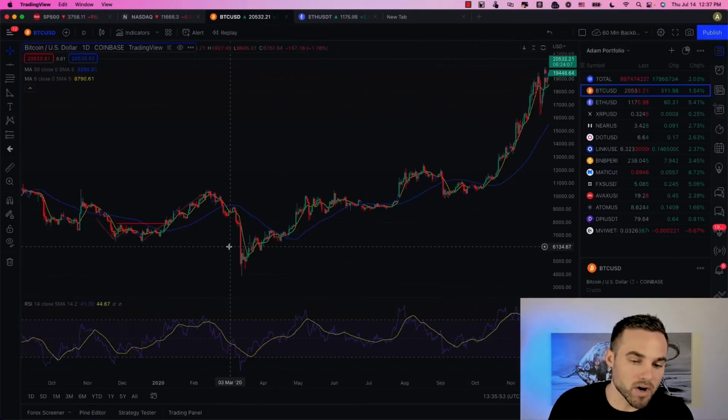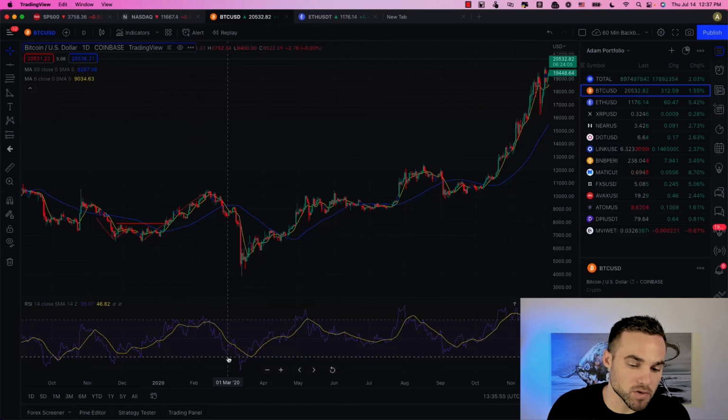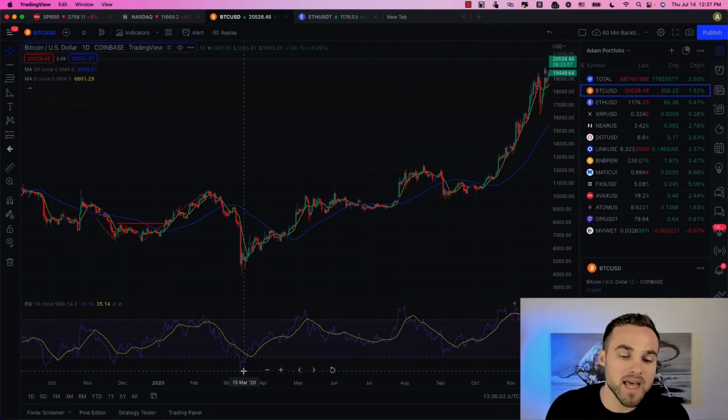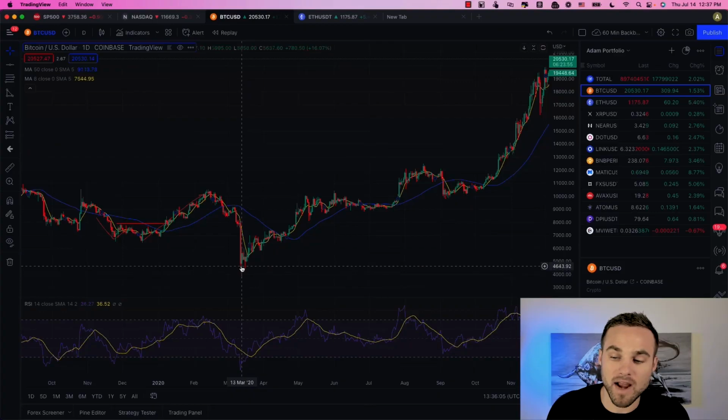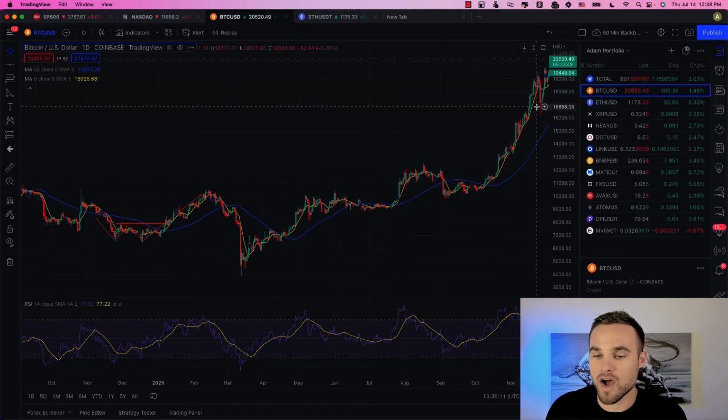And we can also see it working in the other direction. Once it goes below 30, this is generally what's called being oversold, meaning it's been sold too far. This came all the way down to about 15, and this marked the bottom here at about $4,800 for Bitcoin. And we can see that price continued to move upwards.